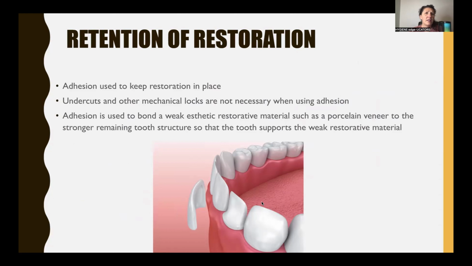So next, let's talk about retention of the restoration. Adhesion, of course, is used to keep our restorations in place. Sometimes, remember me drawing on the board those little undercuts, that creates a mechanical lock when I can't have the option to have adhesion. As we know, with an amalgam, we do not use a glue to stick that in. We just place it into the preparation, and it makes it so that it doesn't come out as it hardens.